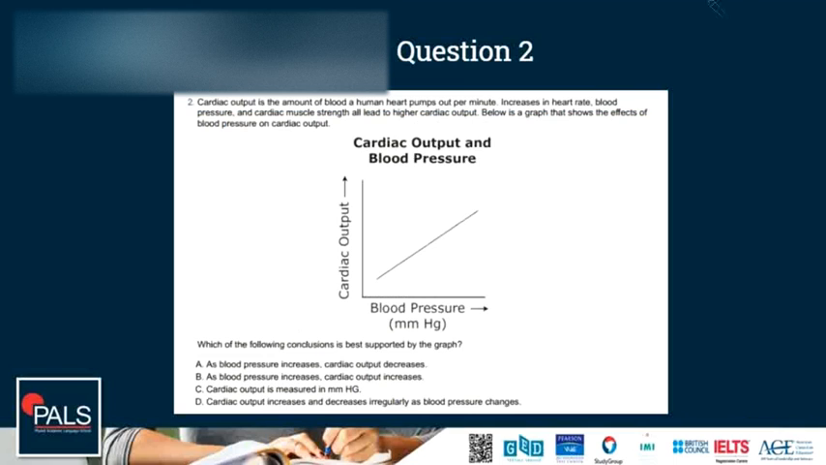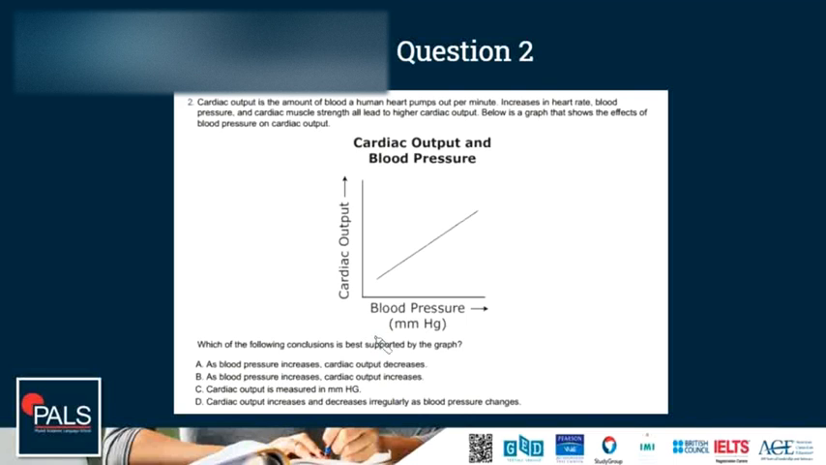Okay, let's move on to the second question. Cardiac output is the amount of blood a human heart pumps out per minute. Increases in heart rate, blood pressure, and cardiac muscle strength all lead to higher cardiac output. Below is a graph that shows the effects of blood pressure on cardiac output. Which of the following conclusions is best supported by the graph?